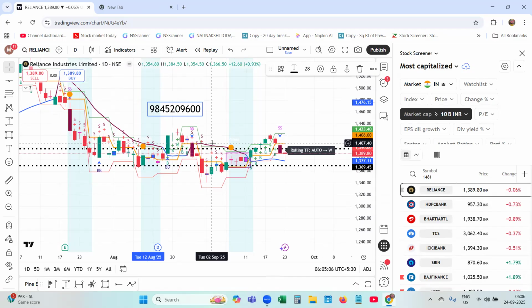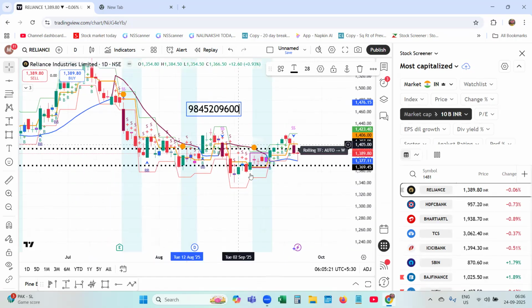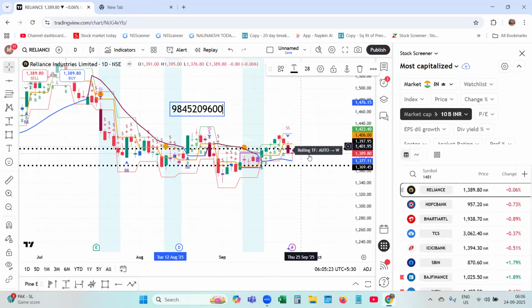I've shown you how to select the stocks for intraday as well as positional swing. Now, this stock is showing some sort of consolidation. You can keep this in your watch list and track it.